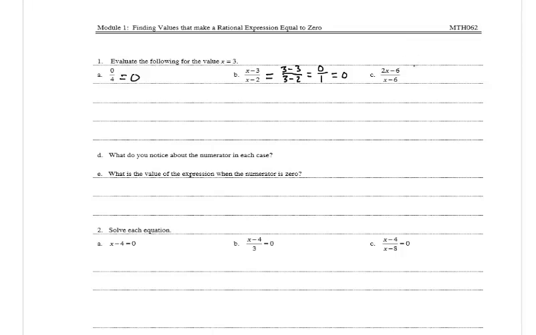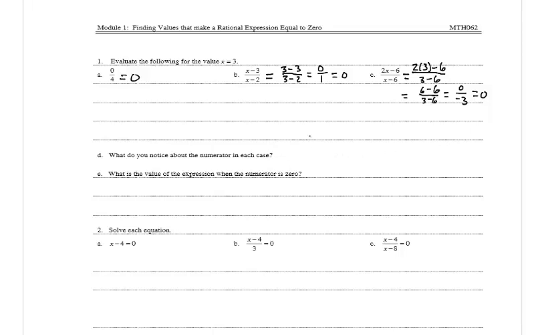In part C, we're going to have 2 times 3 minus 6 divided by 3 minus 6. And 3 times 2 is 6, so we have 6 minus 6 divided by 3 minus 6, which is equal to 0 over negative 3. And 0 over negative 3 is equal to 0.